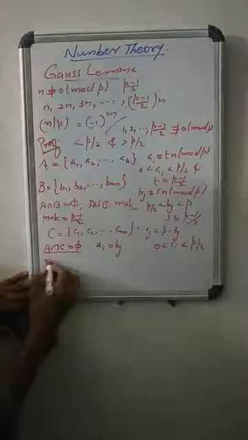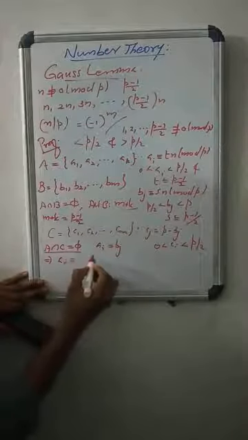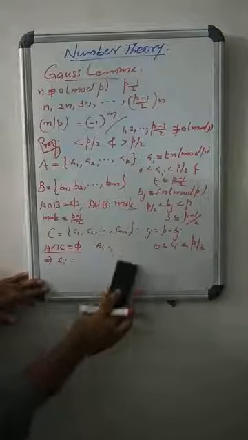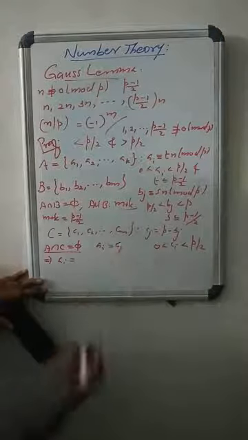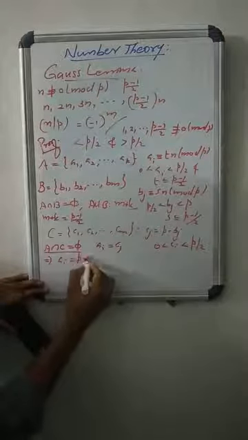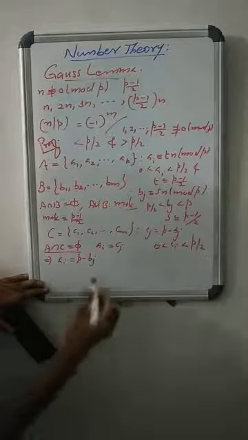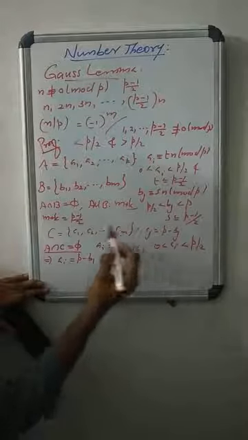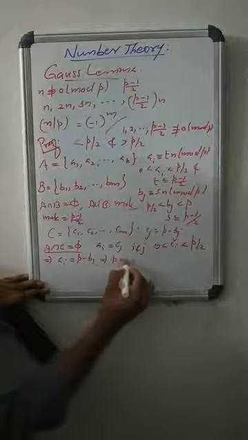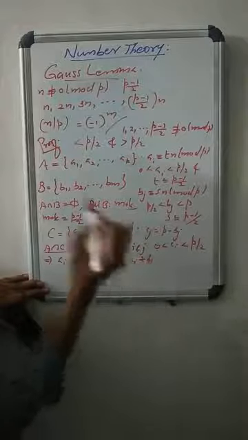Sorry, A equals some Cj, not a Bj. What is Cj? Cj means P minus Bj. Clear? For some i and j. That means what is P? P equals A plus Bj.